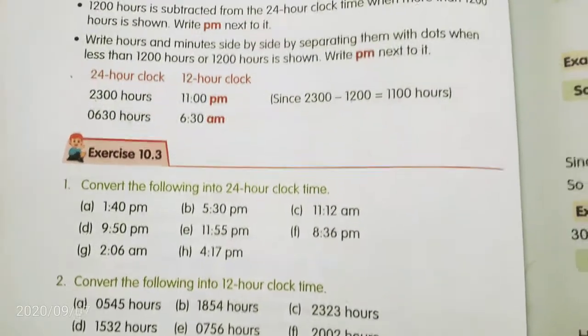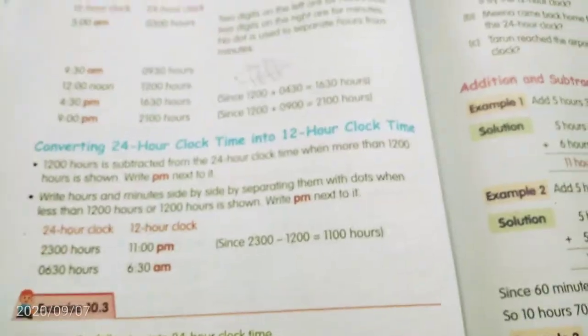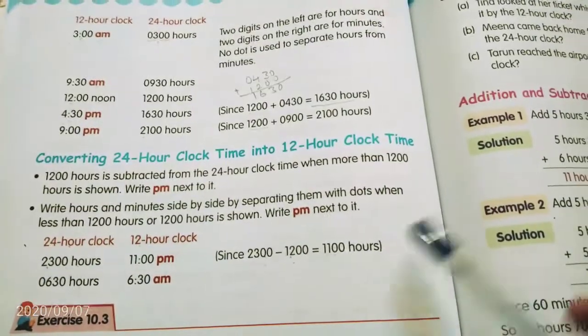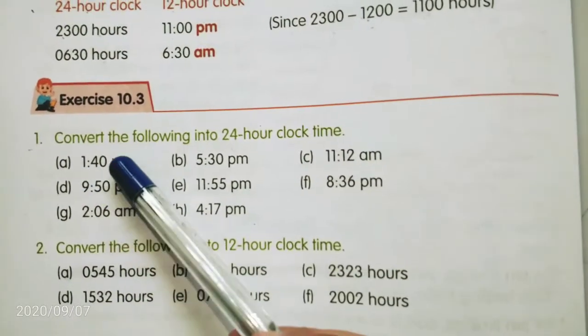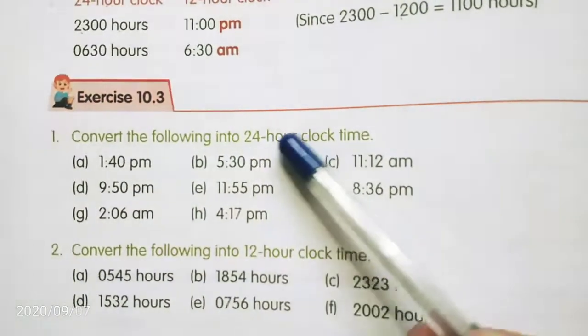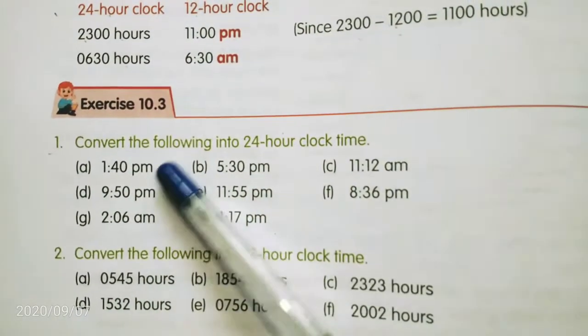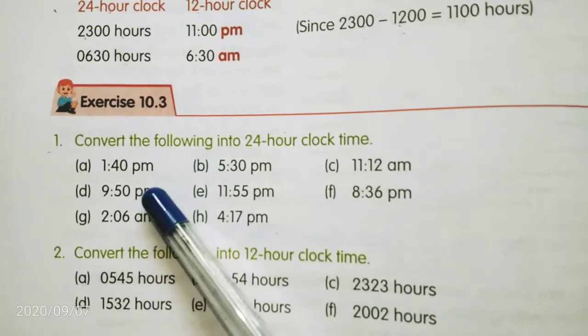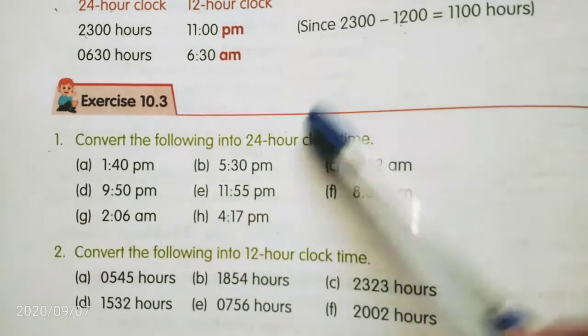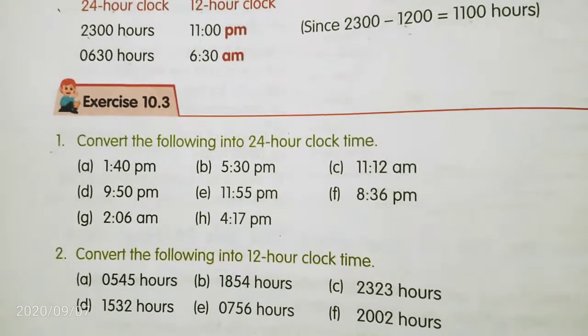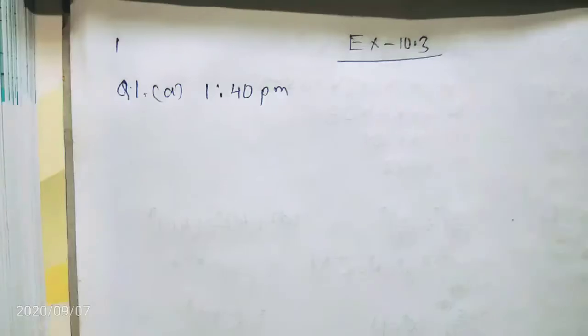In the last video, I showed you how to convert 24-hour clock into 12-hour clock and 12-hour clock into 24-hour clock. So, in question number 1, it is given: convert the following into 24-hour clock time. It is given in AM and PM, a 12-hour clock. Now, you have to convert into a 24-hour clock. So, let's start question number 1A.